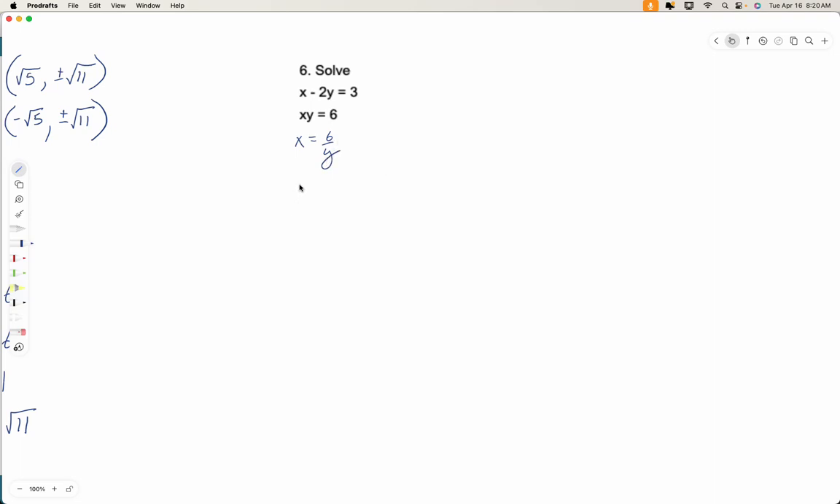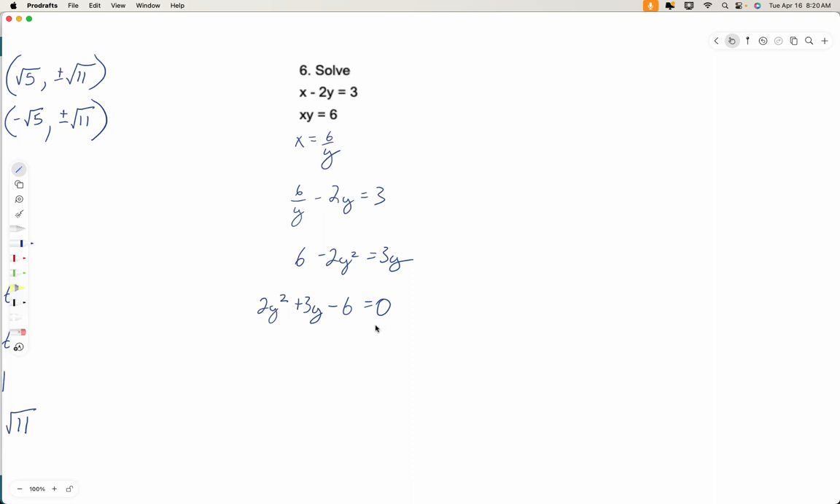So then they've got 6/y minus 2y is equal to 3. We multiply all three of these by y to get a common denominator. So 6 minus 2y squared is equal to 3y. So then we rewrite that as 2y squared plus 3y minus 6 is equal to 0, because when we subtract this and we reorder it, we have a negative 2y. So we multiply everything times negative 1, which gives us the opposite value. We set that equal to 0.